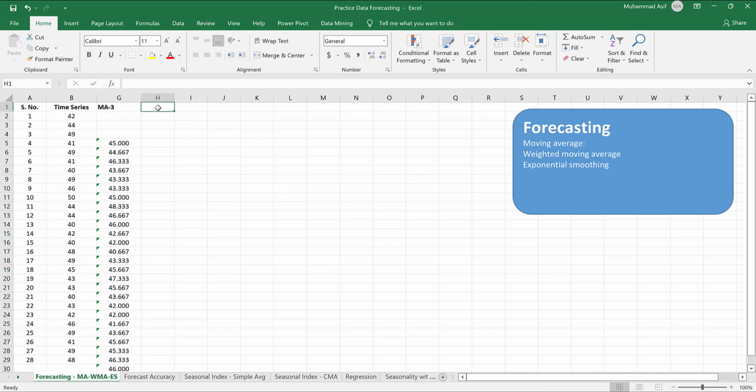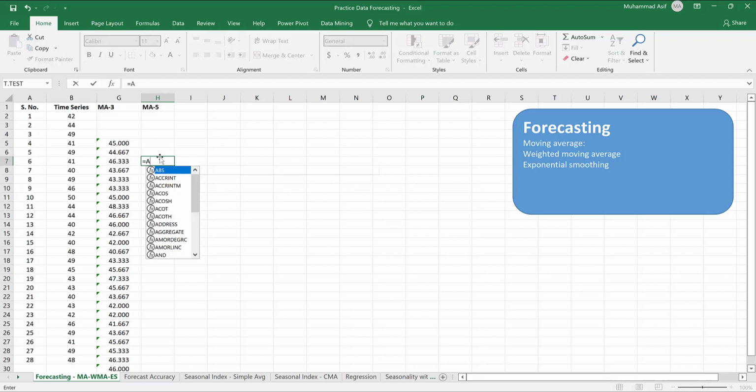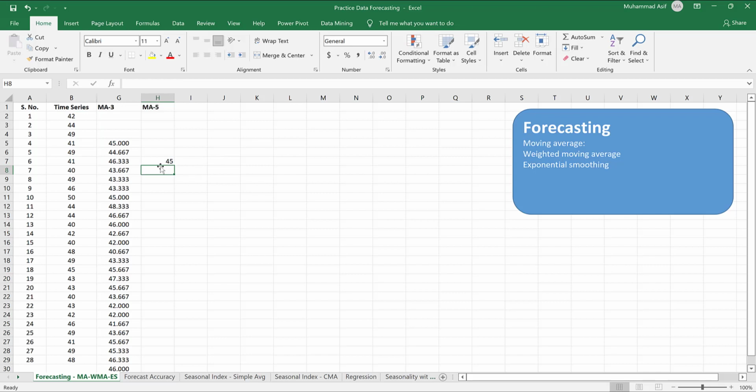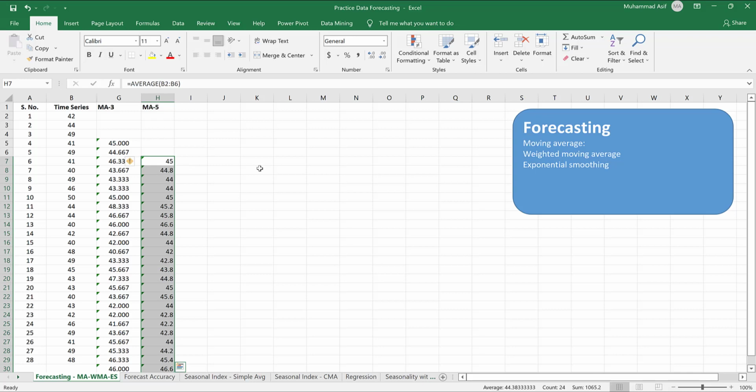Now let's say if I do the same thing using a 5-period moving average, then in this case I will write my answer in front of the sixth value because I'm using 5-period moving average. So this is equal to the average of 5 periods. This is 5-period moving average.